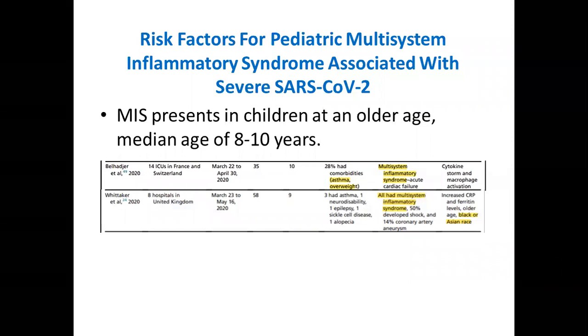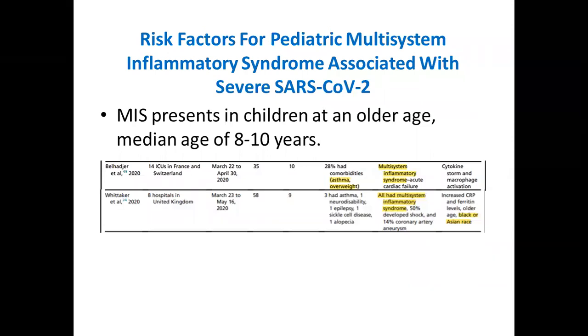But in other studies done in Europe, specifically in Italy and the UK, most of the patients were previously healthy. In a study of 8 children from the UK with MIS, 6 were Afro-Caribbean and 5 were male. So it has been suggested that Black and Asian races may be predisposed to this clinical complication.